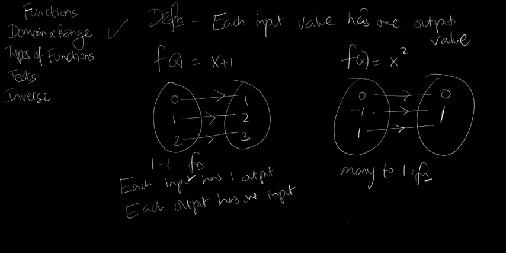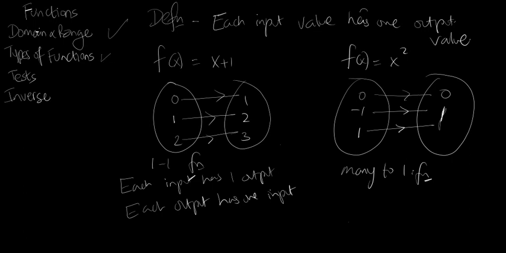Whereas this one, each input has one output, so input 0 has one output 0, input minus 1 has one output 1. However, output 1 has more than one input. Okay, so this one is a many-to-one function. All right, and these are the two types of functions we can get.